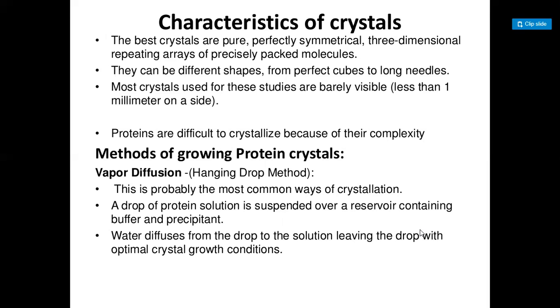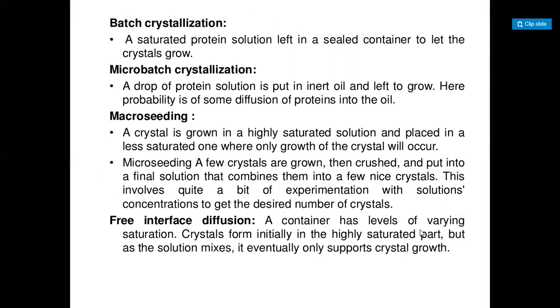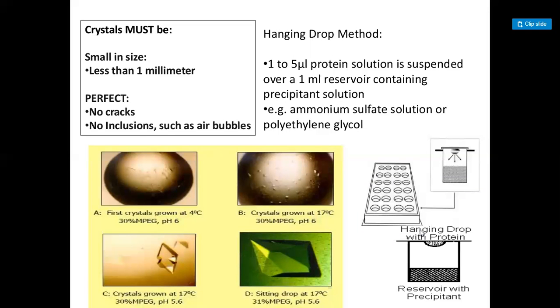So you know what is meant by the hanging drop method. In crystallization, the drop of protein solution is suspended over a reservoir containing buffer and precipitant. Water diffuses from the drop to the solution, leaving the drop with the optimal crystal growth condition. A crystal of about 1 millimeter can be grown from different solutions, for example ammonium sulfate solution or polyethylene glycol.